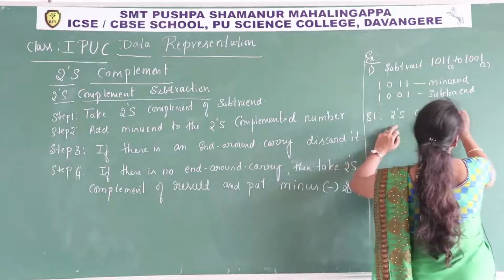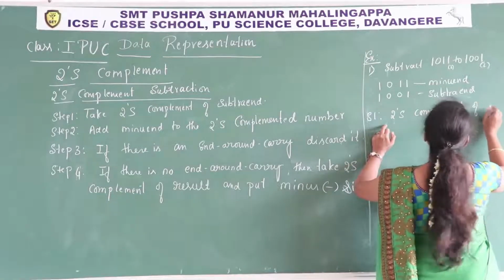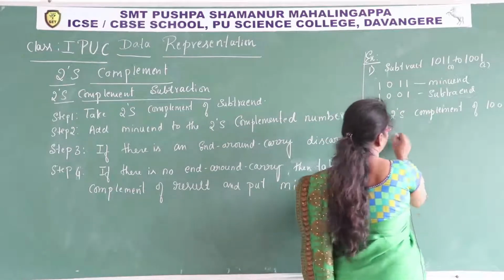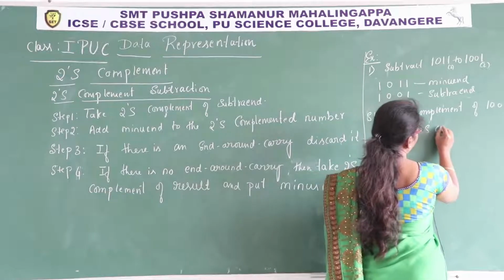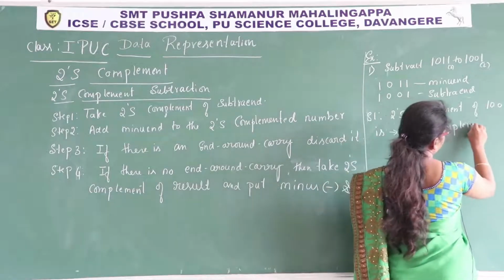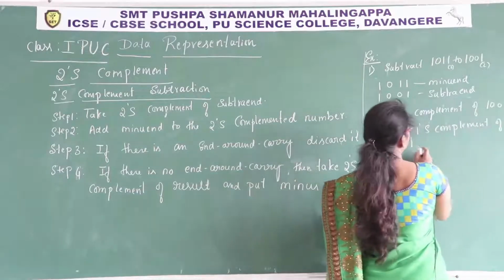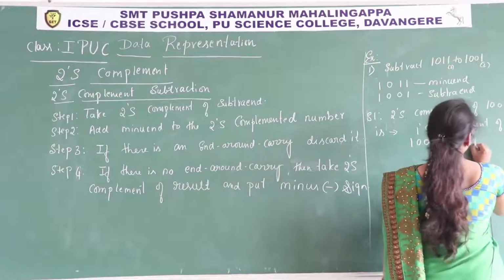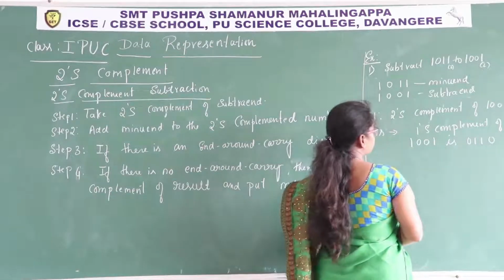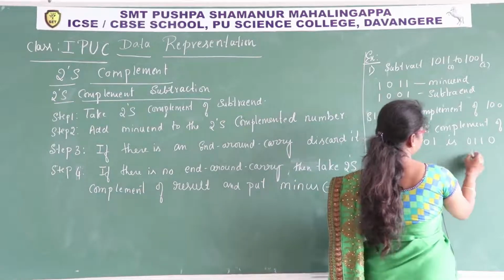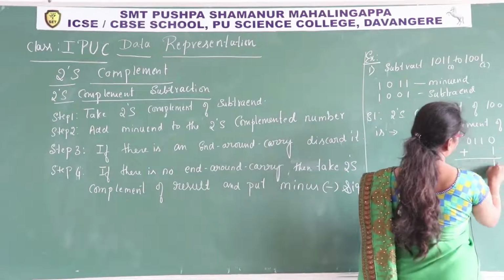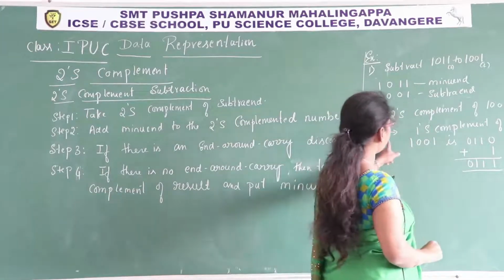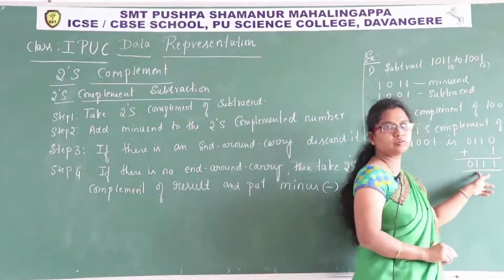2's complement of 1001 is: first, 1's complement of 1001 is 0110. Okay, then plus 1, which gives 0111. So the 2's complement of this number is 0111.